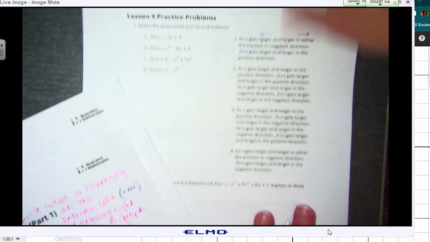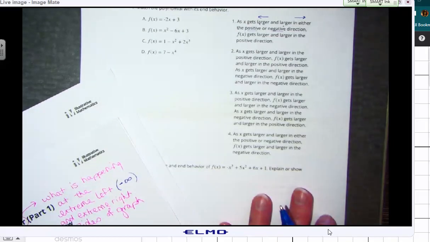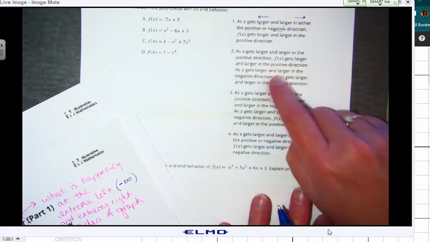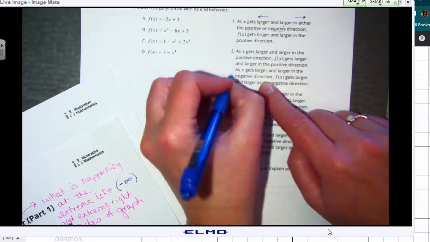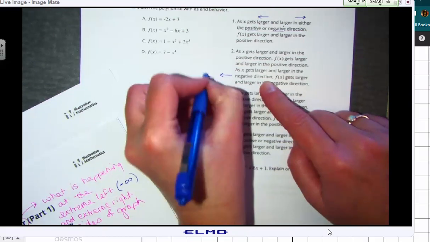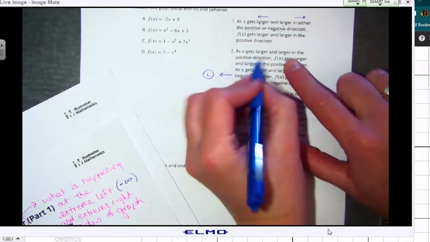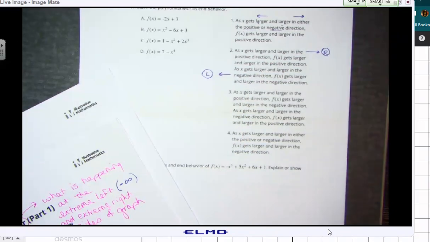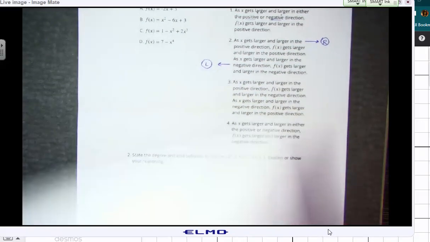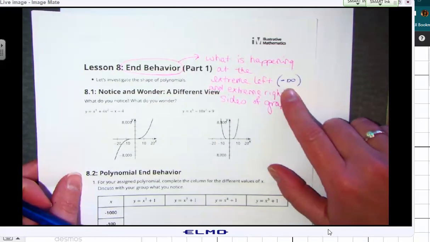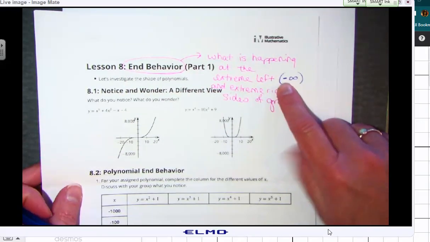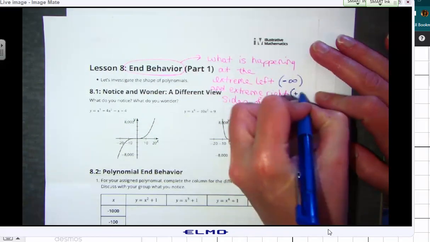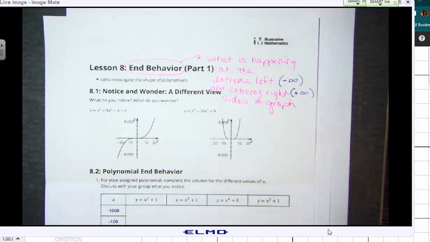Now when we compare that to something like this, where we're saying as x gets larger and larger in the negative direction, that's what we mean about going to the left side of the graph, whereas larger and larger in the positive direction is going to the right side of the graph. So that's what we're thinking. We're looking at inputs and outputs. So the extreme left is going farther and farther to negative infinity, and the extreme right is as we go farther and farther positive or towards positive infinity.